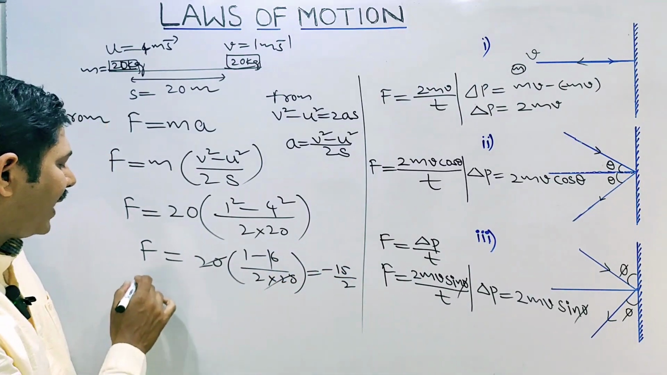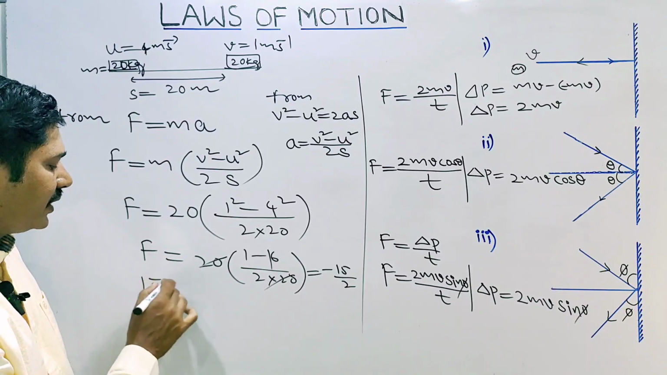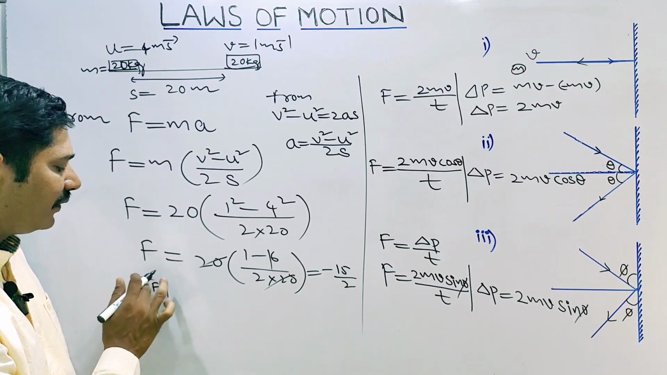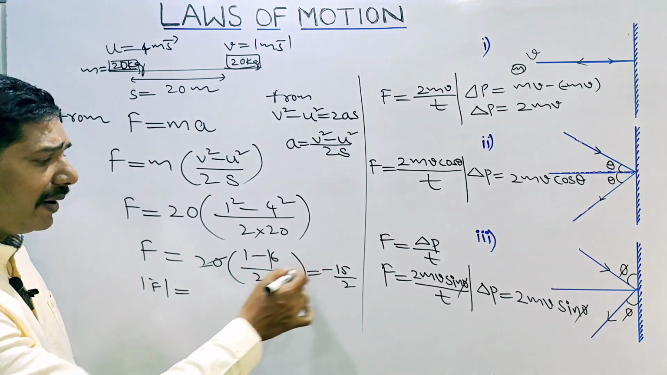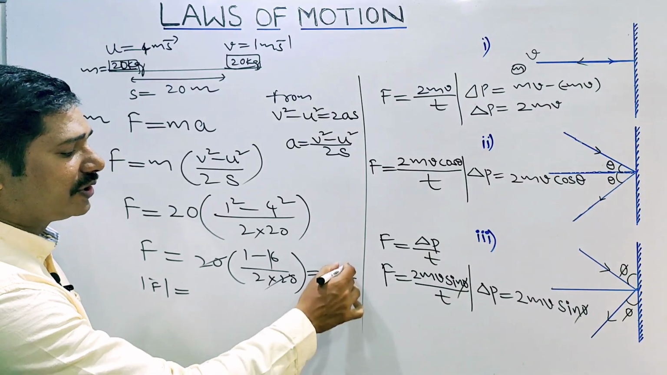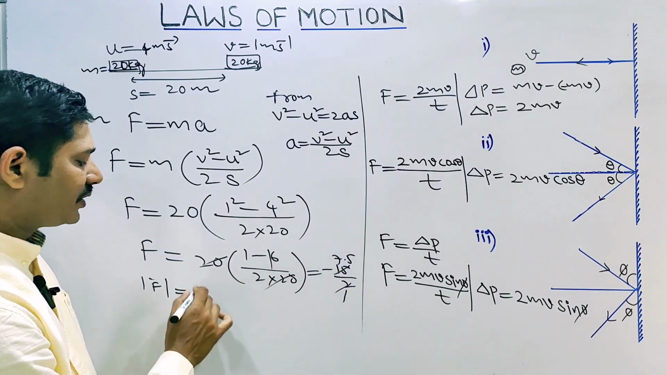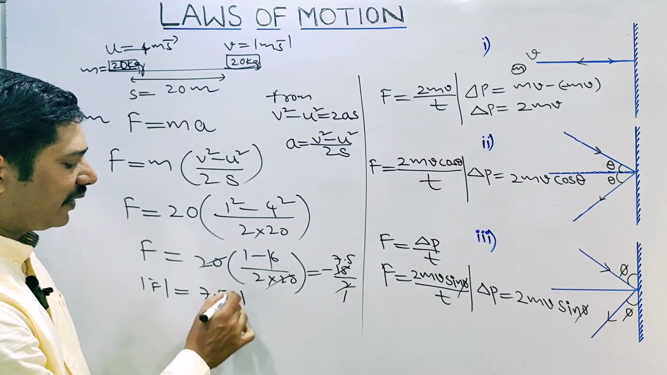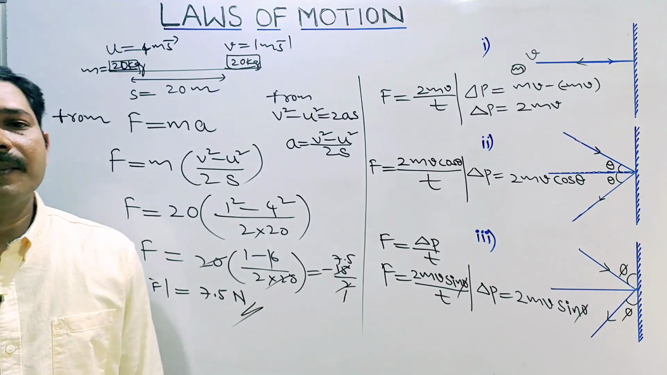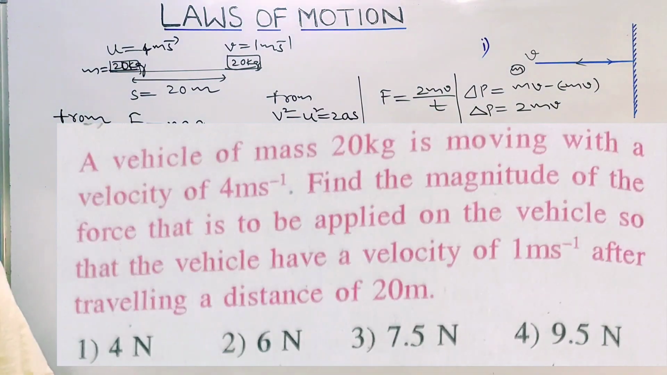So that is the magnitude I am taking. Minus 15 by 2, that is 7.5. So the force is 7.5 newtons. Which option is correct? You can check on screen. The third option is correct.